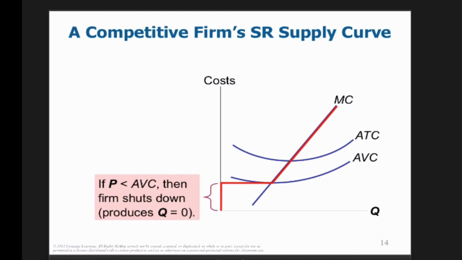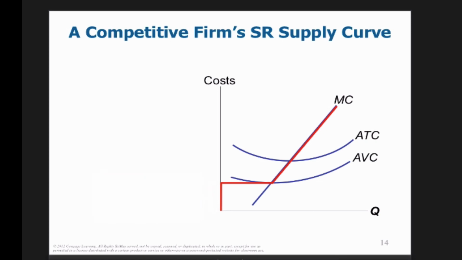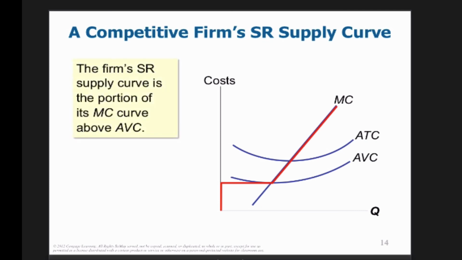So, if price is down here below that intersection of average variable cost and marginal cost, you need to shut down. You are bleeding money. So, that is your supply curve. That red line is your short run supply curve. It's weird, but it is exactly what you should supply. And now you know why.